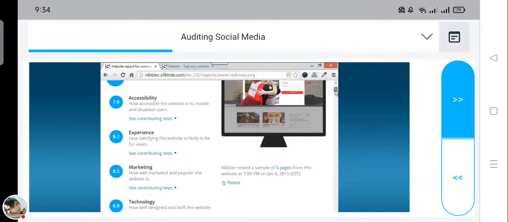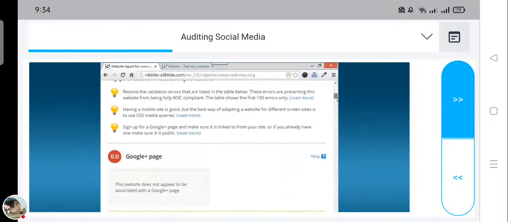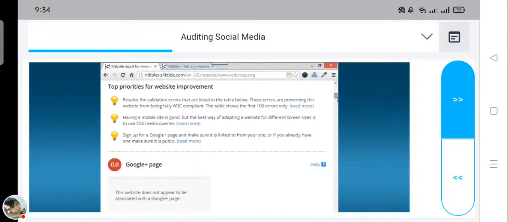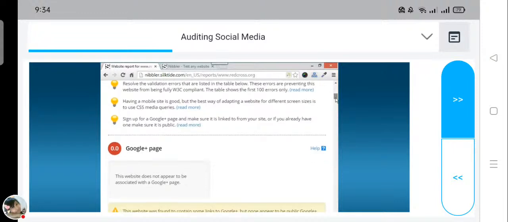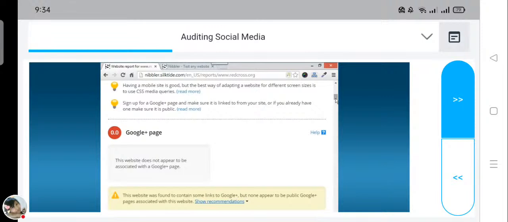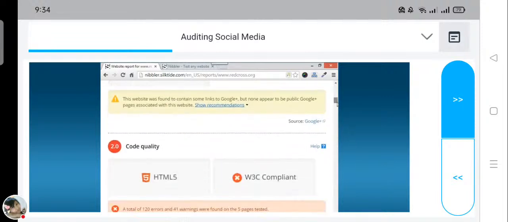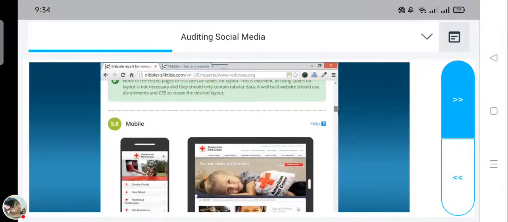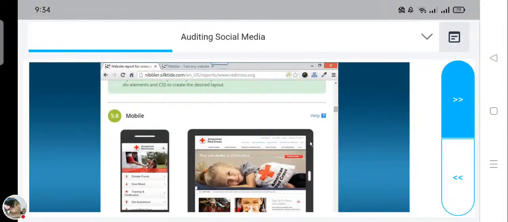And as I scroll down, it gives priorities for improvement. It checked to see if they have a Google Plus page, one of our social media platforms, and they see that the Red Cross does not appear to have a Google Plus page. So they rank them with a 0 in that regard, and they encourage them to create on that platform. They check for things like code compliance, and do they have a site that is mobile compliant?